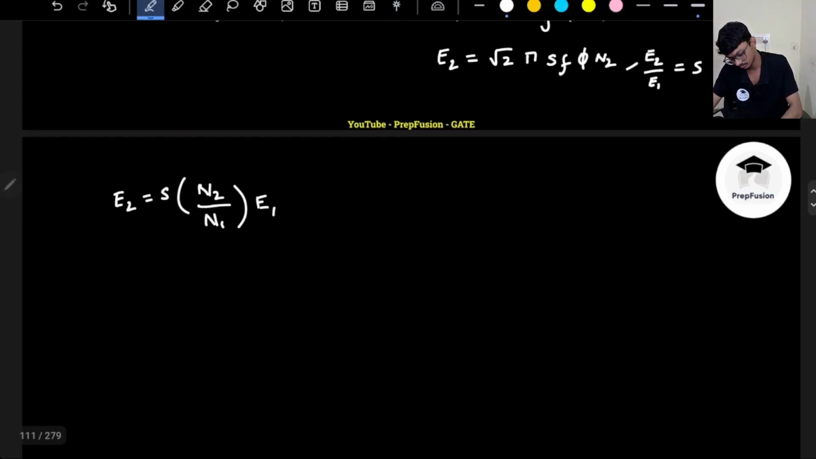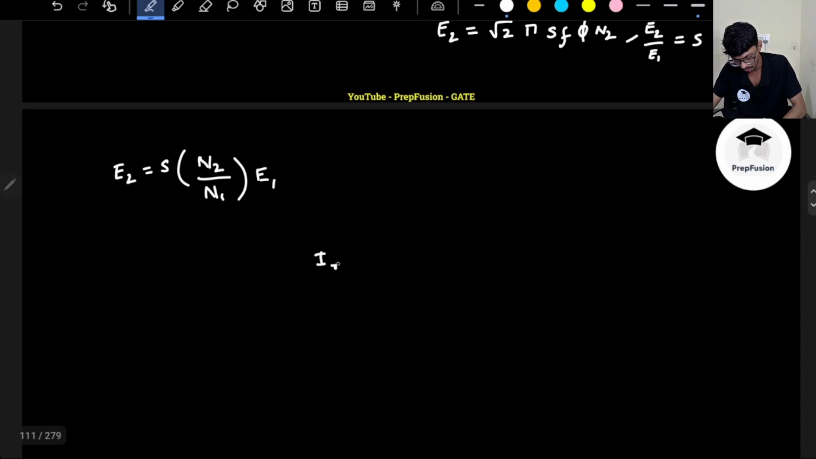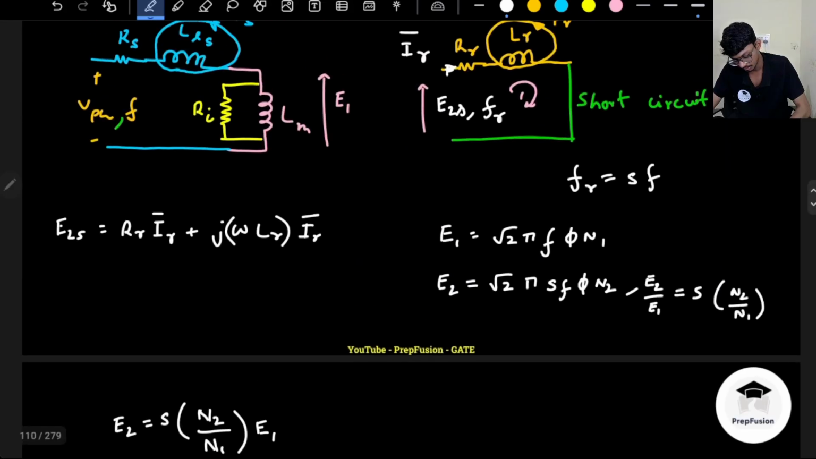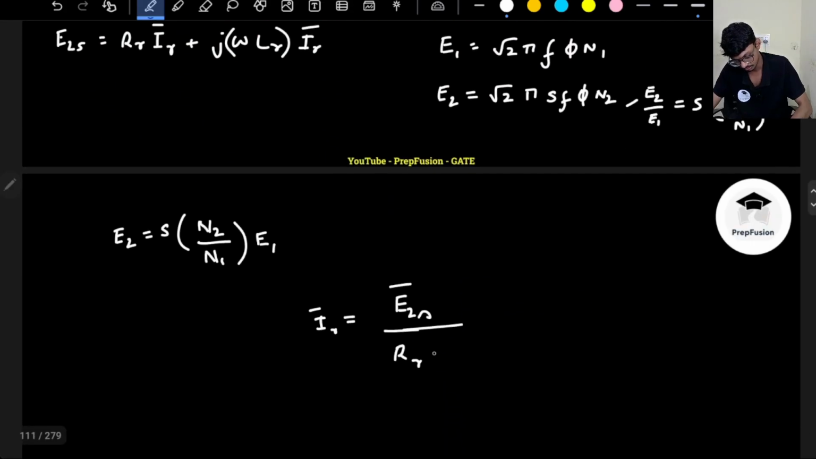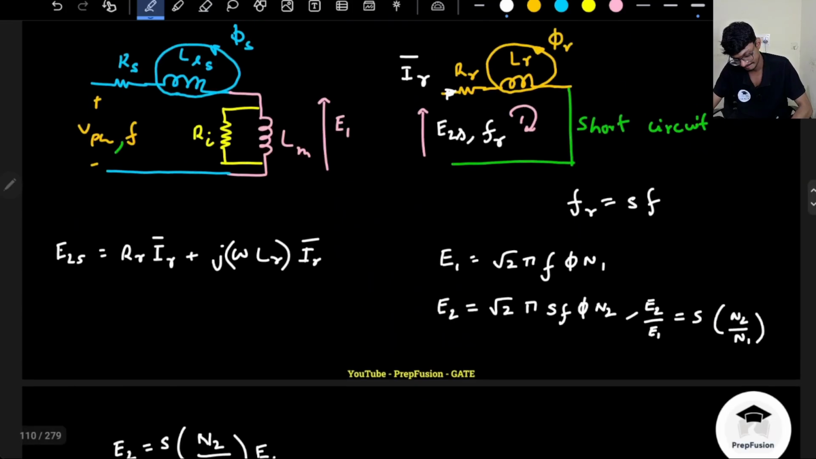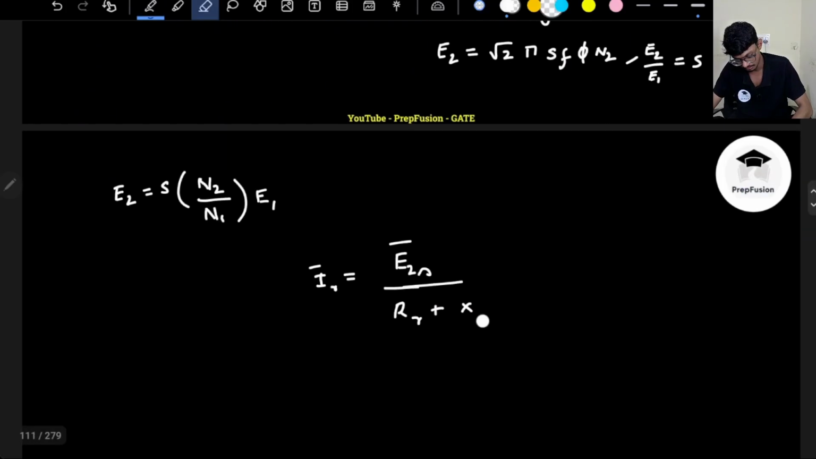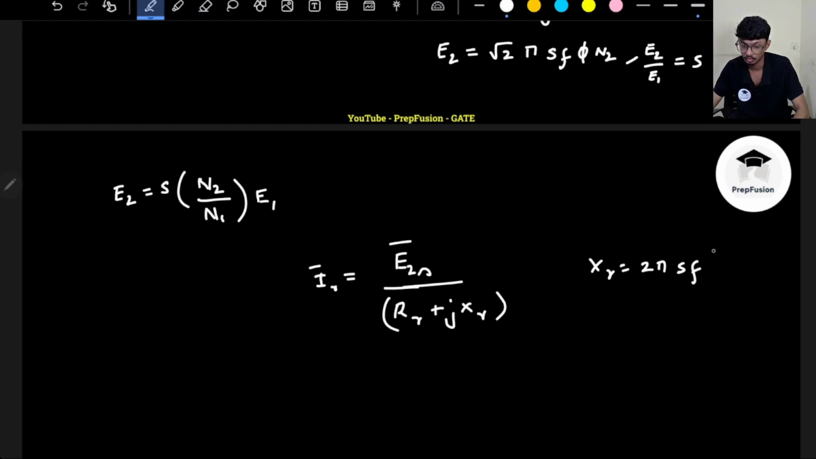So one thing I know, what is my IR? IR is basically E2S divided by RR plus jXR, because it is simply short circuited. Now what is XR actually? XR is basically 2 pi f, not 2 pi f, 2 pi SF, because the frequency on the rotor is S into F into LR.